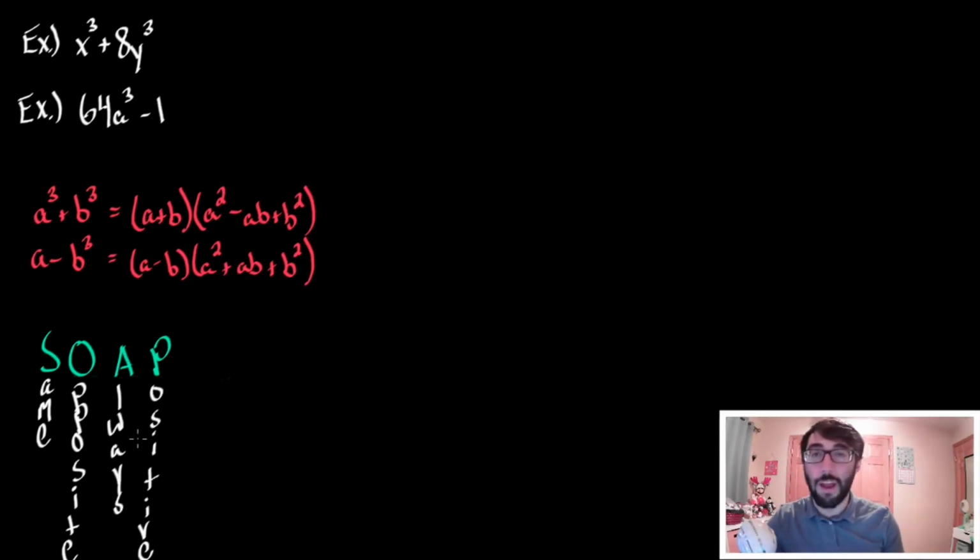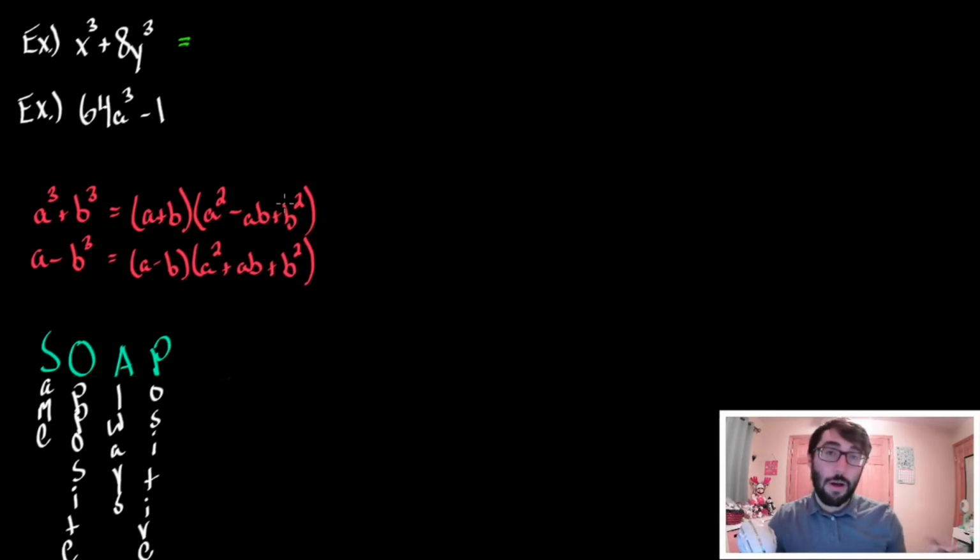Running out of room there, just bear with me. So I like to use SOAP to help figure out what my final answer is actually going to end up being. So for example, I can go ahead and set up this problem. And another thing you may have realized is that our final answer is always going to be a binomial times a trinomial.